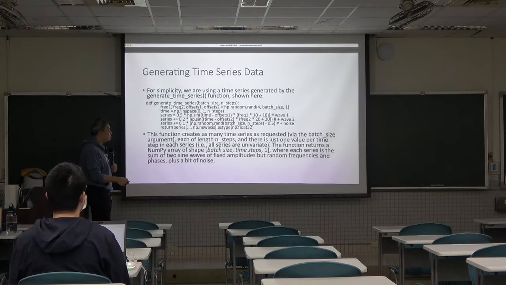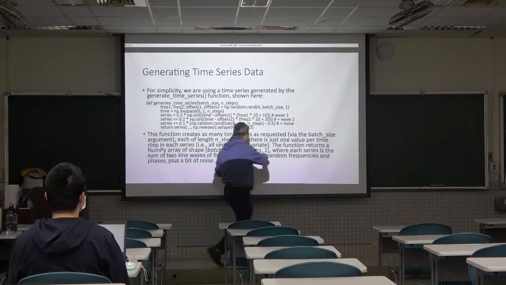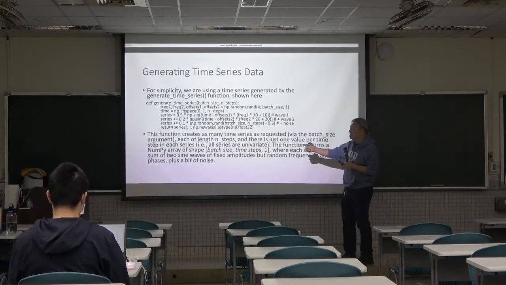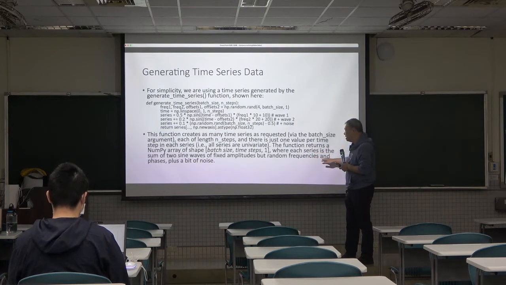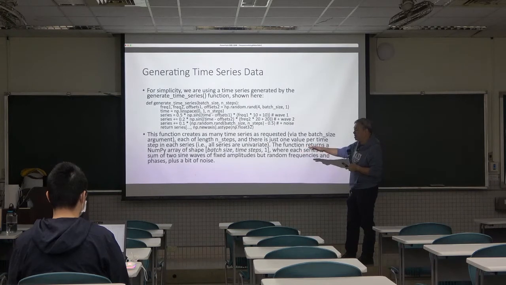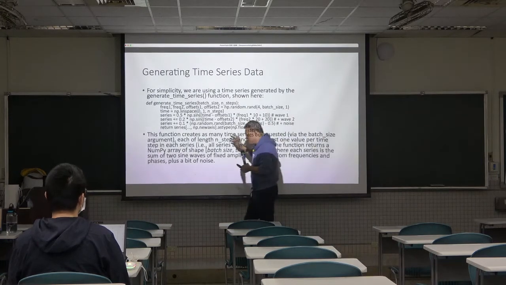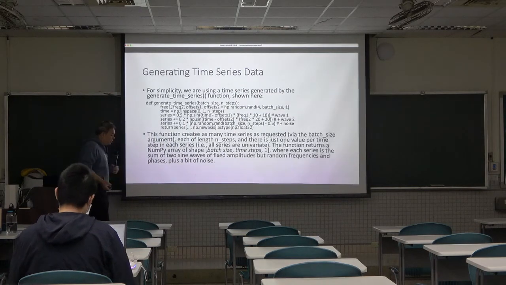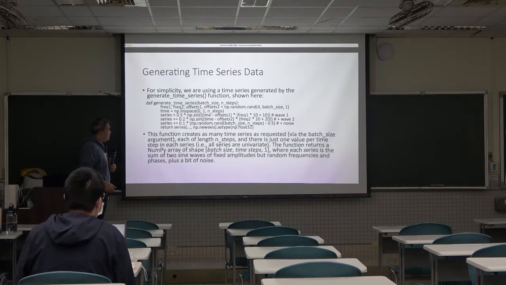The function returns a NumPy array of shape batch size, time steps, 1. The reason this is 1 is because it's univariate. Each series is the sum of two sine waves of fixed amplitude but random frequencies and phases, plus a bit of noise. So something like this. This is very simple data that we create.